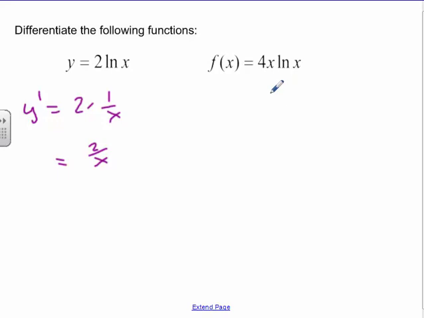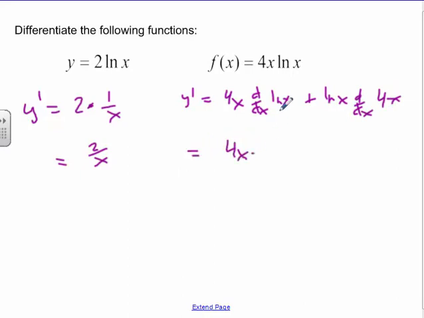Well, this next one right here is a little bit different. This is not just a constant sitting out front. It's a times sign, by the way. This isn't just a constant out front. This is actually a product rule. So to find this derivative, it's going to have to be the first times the derivative of the second plus the second times the derivative of the first. Okay, so that'll be 4x, and then the derivative of the natural logarithm is 1 over x. We just learned that. And then here we'll have ln x, and we'll have to times it by 4.